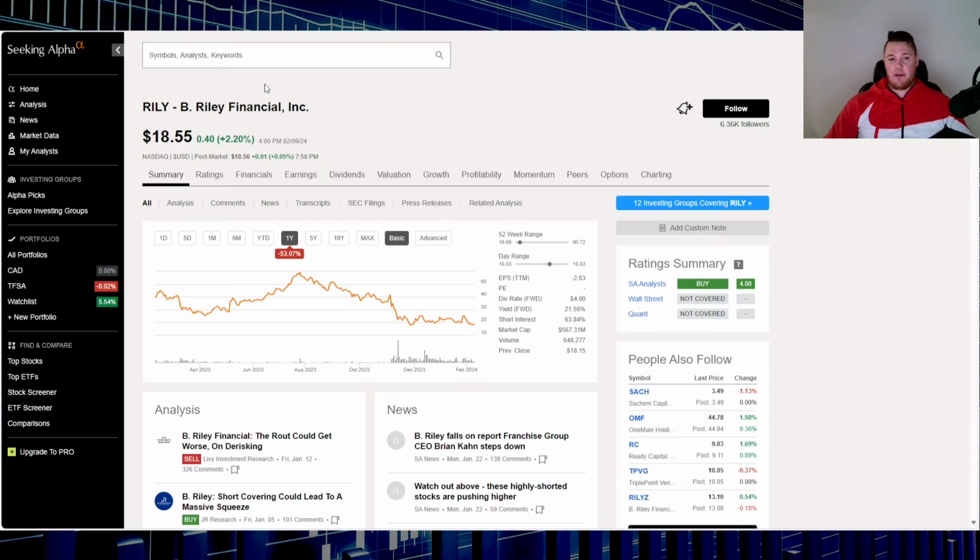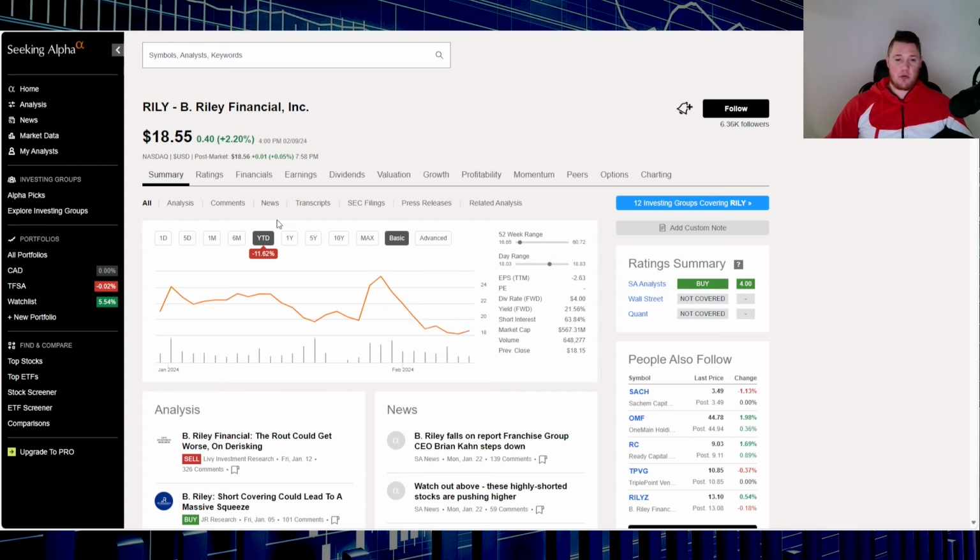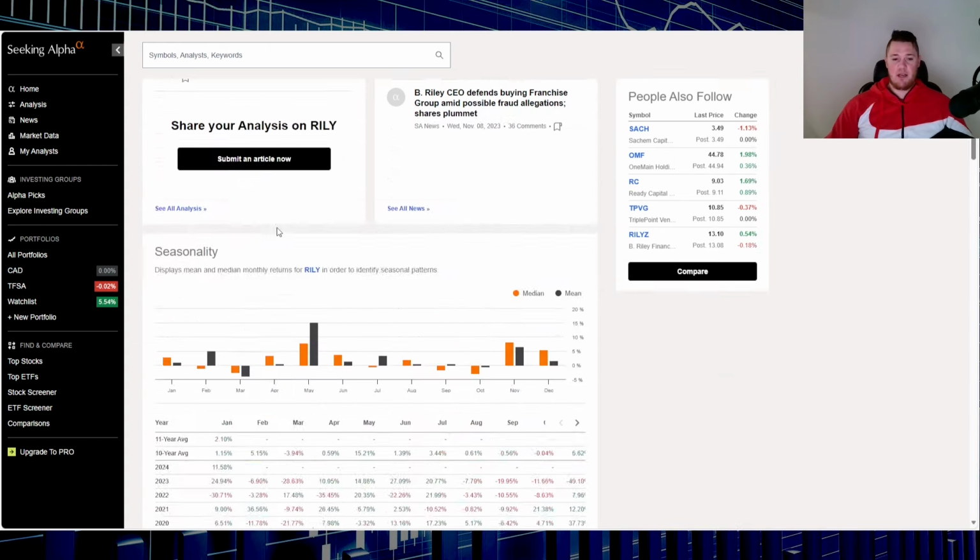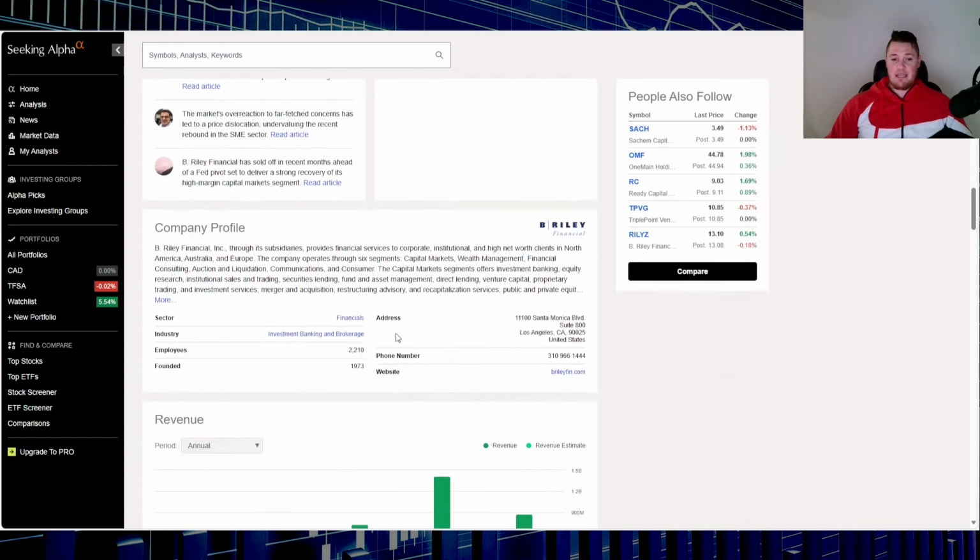B. Riley Financial, ticker's RILY. So this one's definitely been on and off this list for a while now, but on Friday went up 2.2%. On the 1 year, down 53.07, and in 2024 down 11.62. This is what they are all about. Still very much popular with retail, so I still see quite a lot of, I guess, tweets and whatever else about this company, but the short interest.